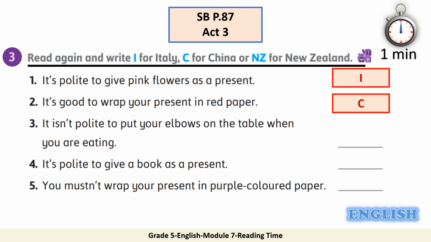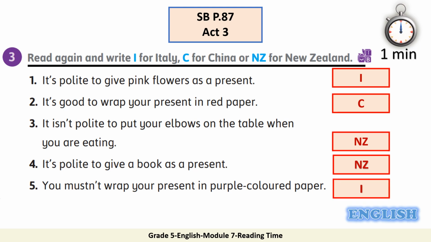3. It isn't polite to put your elbows on the table when you are eating. It's New Zealand. Number 4. It's polite to give a book as a present. It's very easy. Excellent. New Zealand also. Number 5. You mustn't wrap your present in purple colored paper. It's I, Italy.